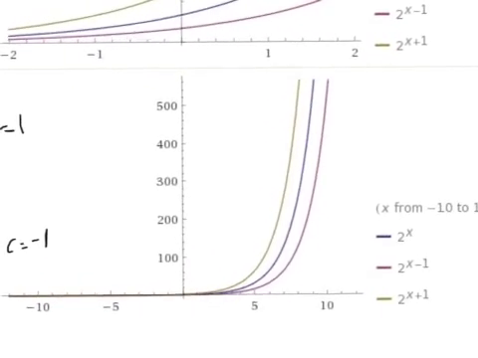So our basic function again is 2 to the x, this blue function. And then we have 2 to the x minus 1, where C is positive, moving it right, and 2 to the x plus 1, where C is negative, moving it left.